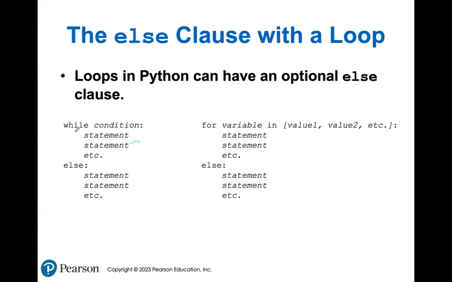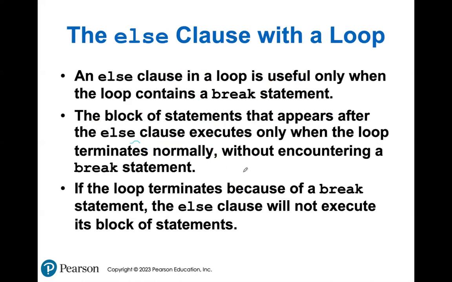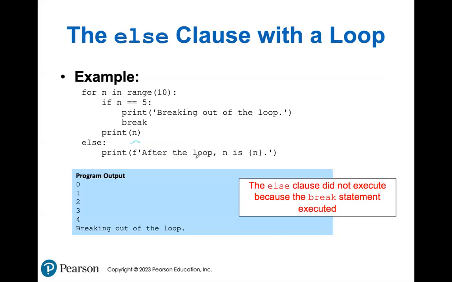So let's look at this again. What we have here is a while loop with some sort of condition, and then we have some sort of statements right here, some sort of code. So we're only gonna reach this else if our while loop does not have a break inside of it, or if we don't encounter a break. That's a better way to say it. That's all you need to know. If we encounter a break, your else will never be executed.